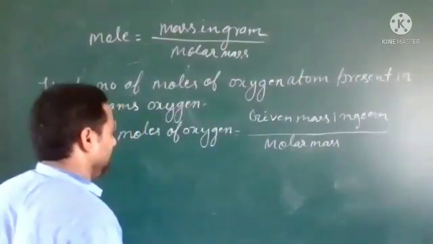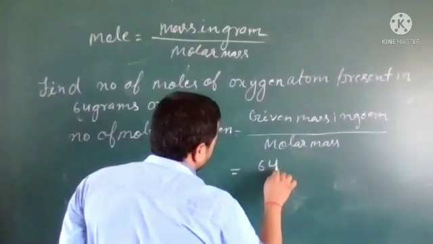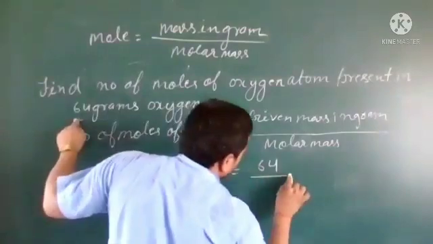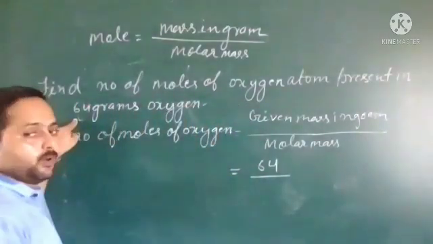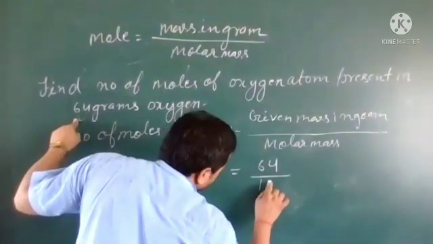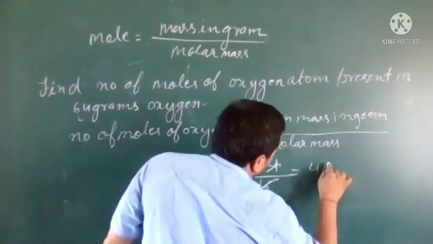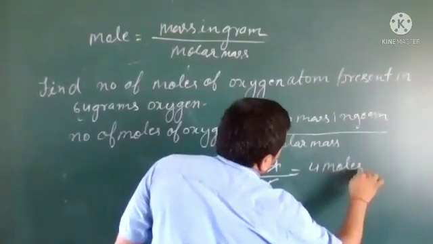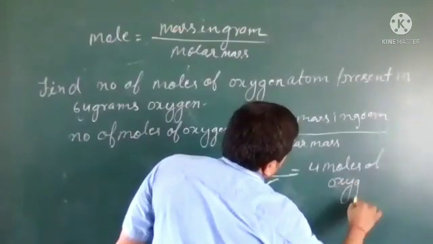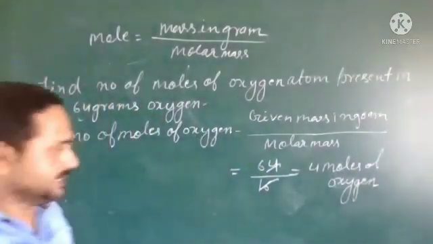So how much is given there? 64 grams is given here. And the molar mass of oxygen is 16. So you get 4 moles. 4 moles of oxygen.